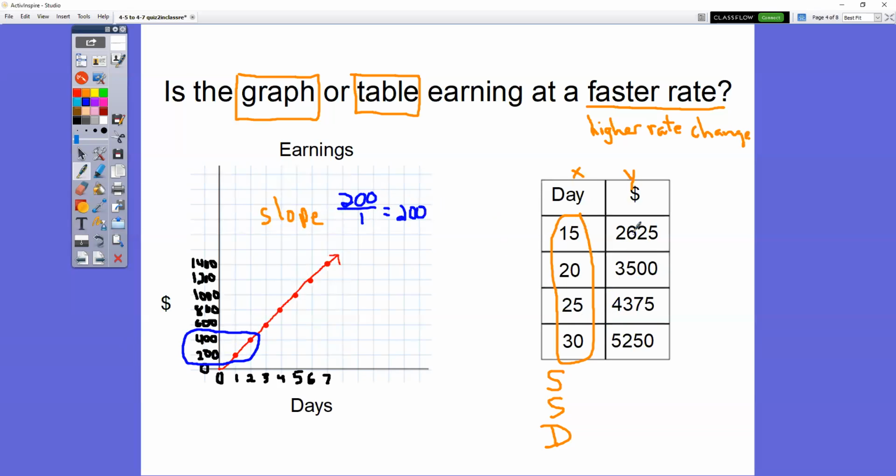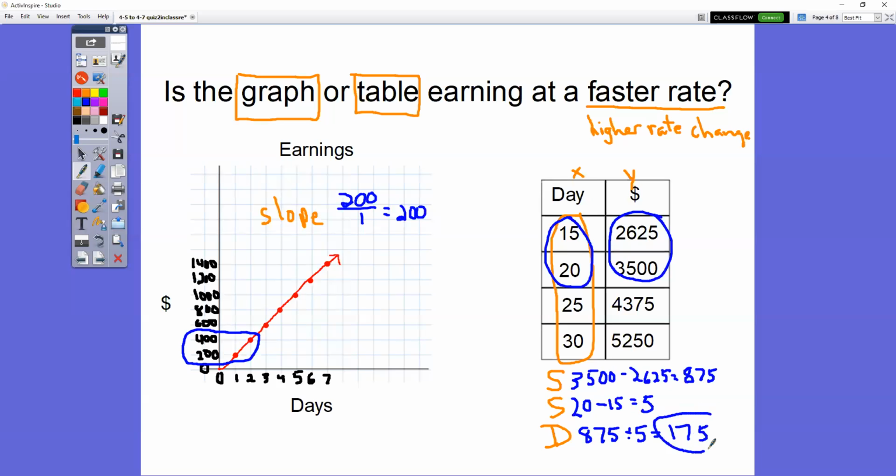For your table, we have to do subtract, subtract, divide. Choose 2 numbers going up the y. So 3,500 minus 2,625 gives you 875. Choose 2 numbers going up the x that are right next to it. 20 minus 15 is 5. Then divide your y answer, 875, by your x answer of 5. That gives you 175 as your rate.